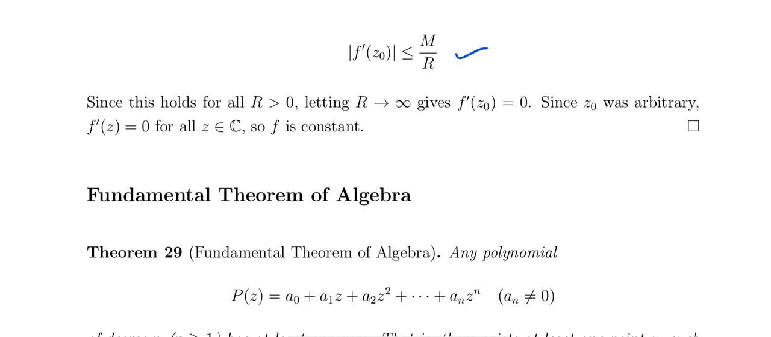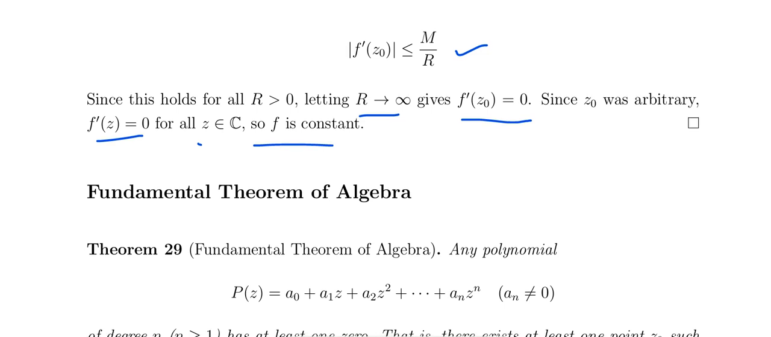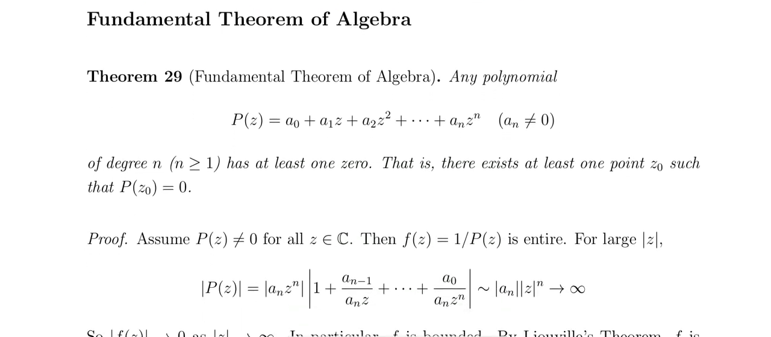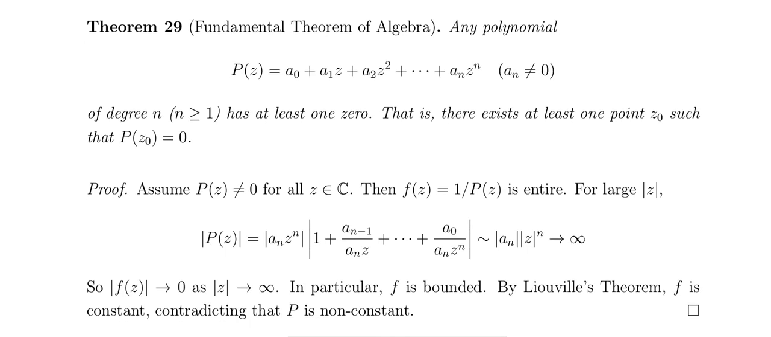So this is true for all r greater than 0. So let r tend to infinity, and f dash of z approaches 0. Since z0 is arbitrary, f dash of z equals 0. Therefore f is constant.